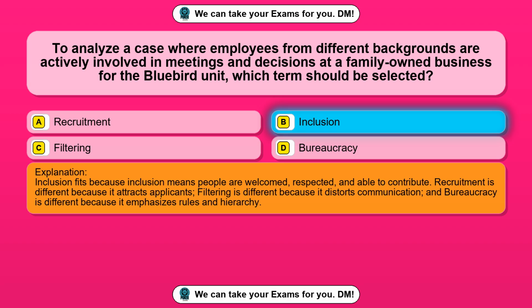Inclusion. Inclusion fits because inclusion means people are welcomed, respected, and able to contribute. Recruitment is different because it attracts applicants, filtering is different because it distorts communication, and bureaucracy is different because it emphasizes rules and hierarchy.